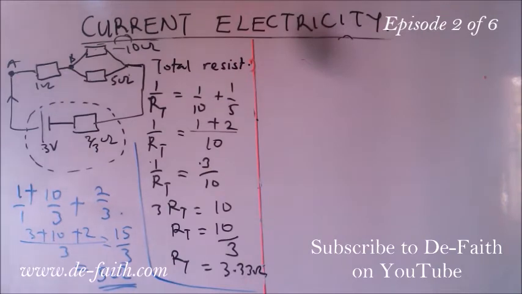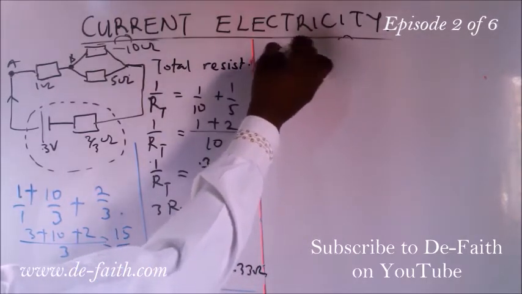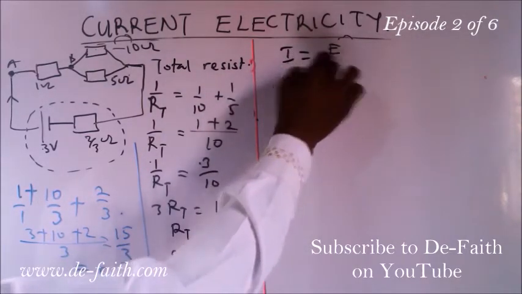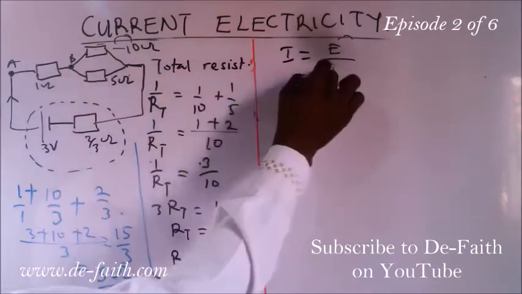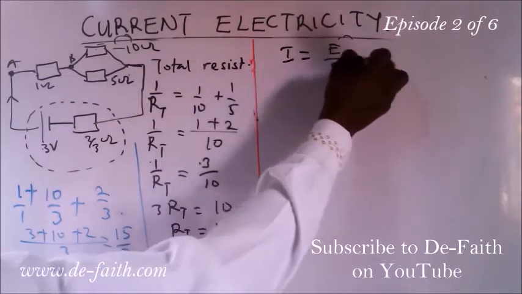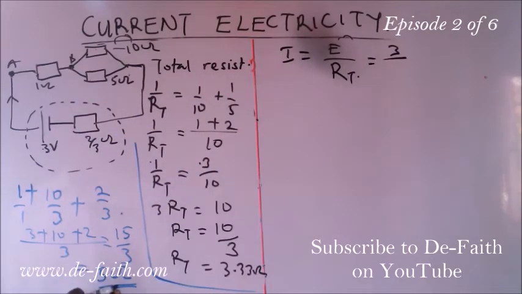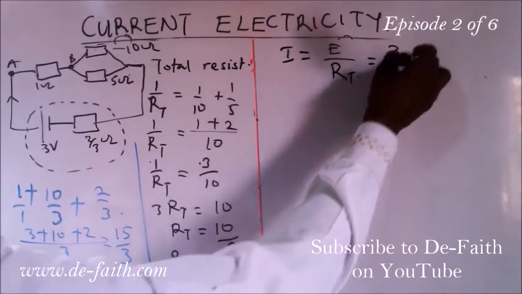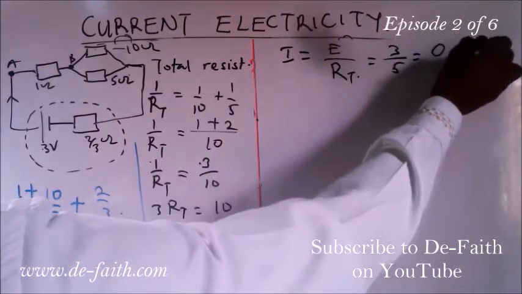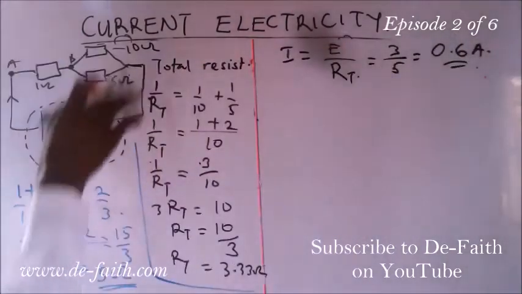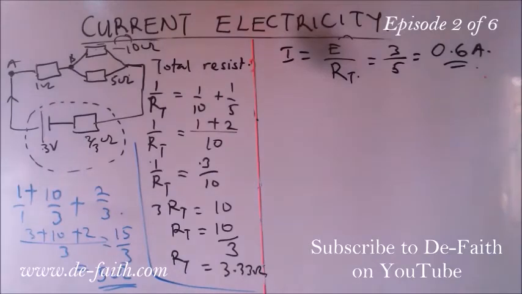Now after that has been gotten, we will now calculate the current which is flowing in this circuit. We calculate the current by saying that current is equal to E over R, all the R, which is the RT. So the electromotive force here is 3, and the total resistance is 5 ohms. So 0.6 ampere. So this is the current that is flowing through the entire circuit. With that already gotten, that current is the exact current that is flowing through this 1 ohm.